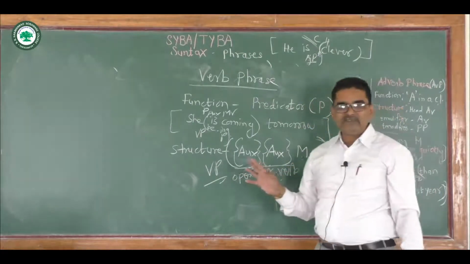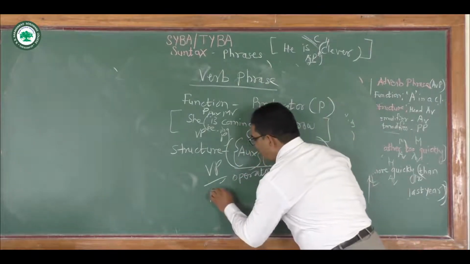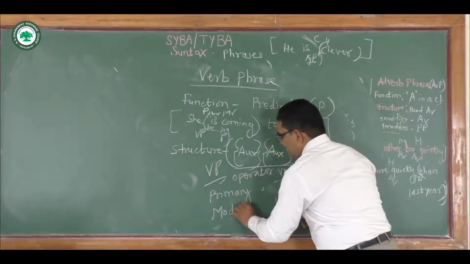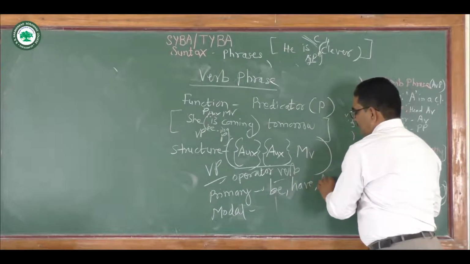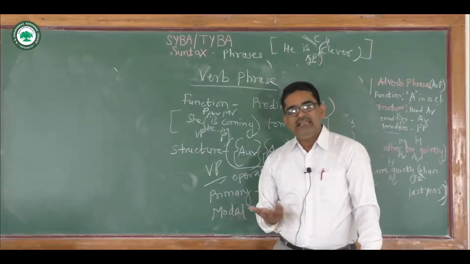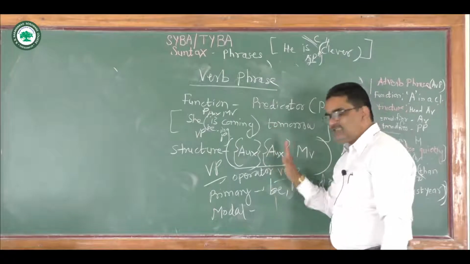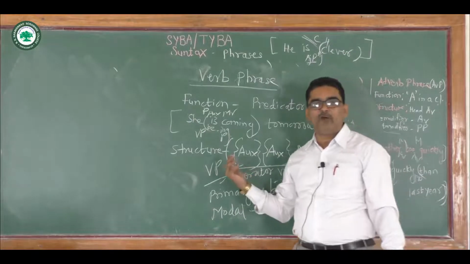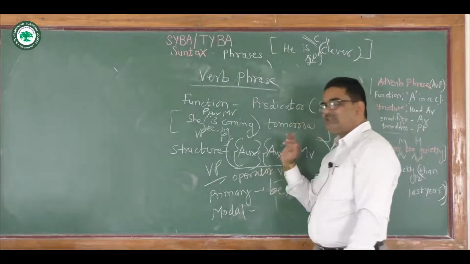And what are these operator verbs? They are either primary auxiliaries or modal auxiliaries. Primary auxiliaries we know: be, have, do. And modal auxiliaries: can, could, may, might, shall, should, will, would, need to, ought to. So in the structure, before the main verb, it is always preceded by these operator verbs or auxiliary verbs.